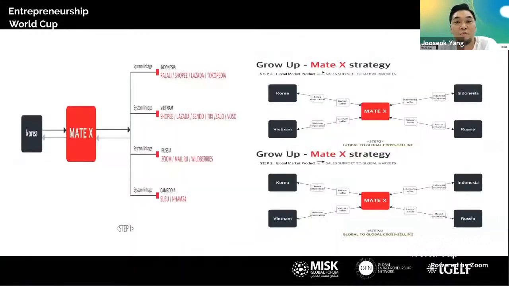Our future roadmap is like this. Vietnamese and Indonesian brands and sellers go to Korea, Russia, and other countries through MadeX. Also, Russian brands and other countries' brands go the same way through MadeX. So we want to give small brands and small companies all over the world the chance to go to the global market.